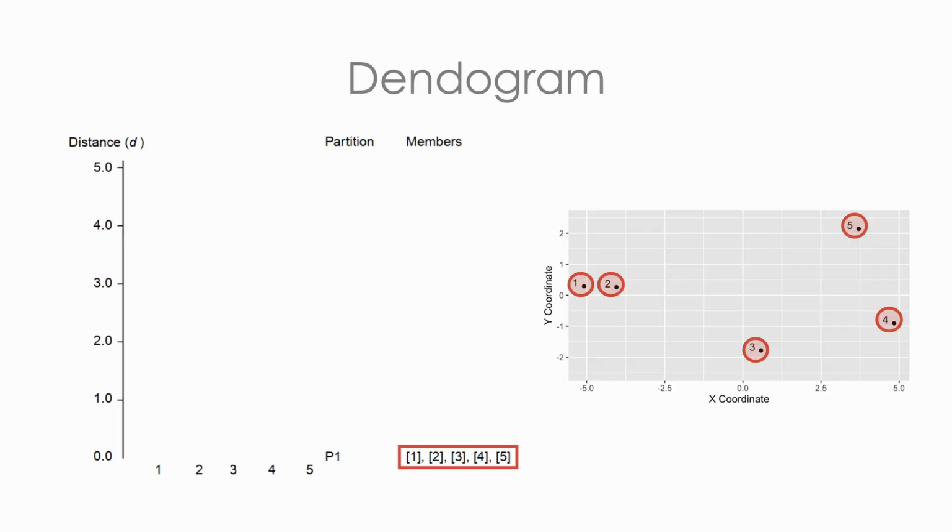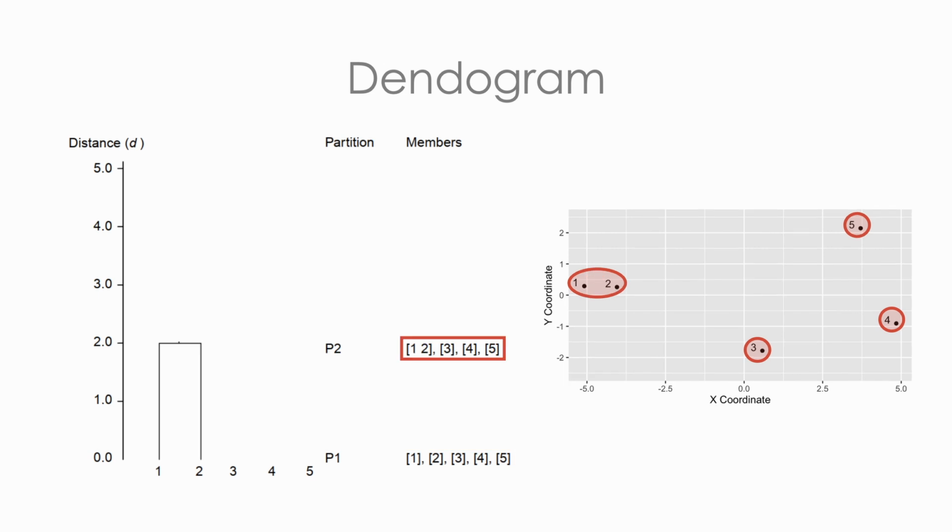Let's revisit our earlier example with 5 objects. Initially, each object forms its own cluster, resulting in a 5-cluster solution. This is represented as P1 in the graph, where each object stands alone in its own cluster. Hierarchical clustering then proceeds by merging the 2 closest clusters to create a 4-cluster solution. In this case, the clusters containing object 1 and object 2 are the closest, so they are combined.